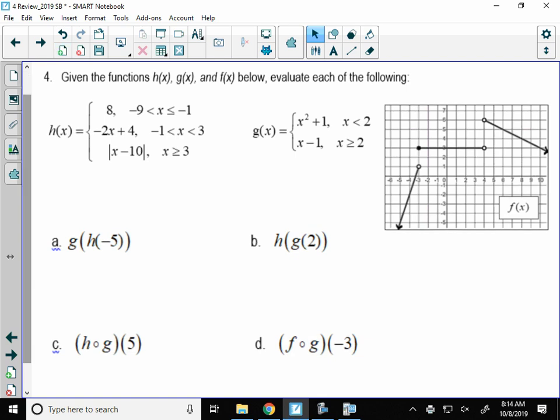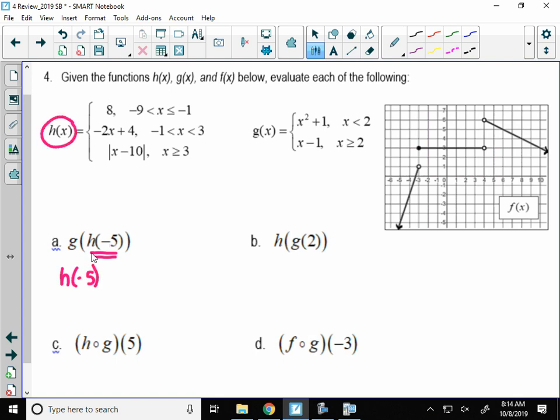So remember when we did composition of functions, we start on the inside part, h of negative 5. So h of negative 5 is here. Now negative 5 falls into the domain between negative 9 and negative 1. Negative 5 is in that x. So the output there is 8. So constant function, that's an easy one.